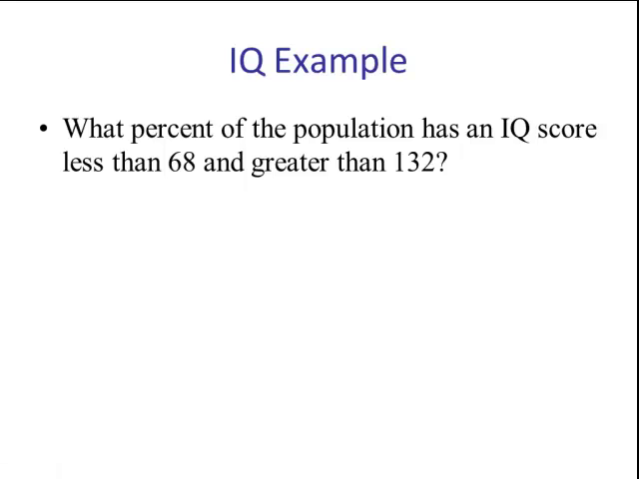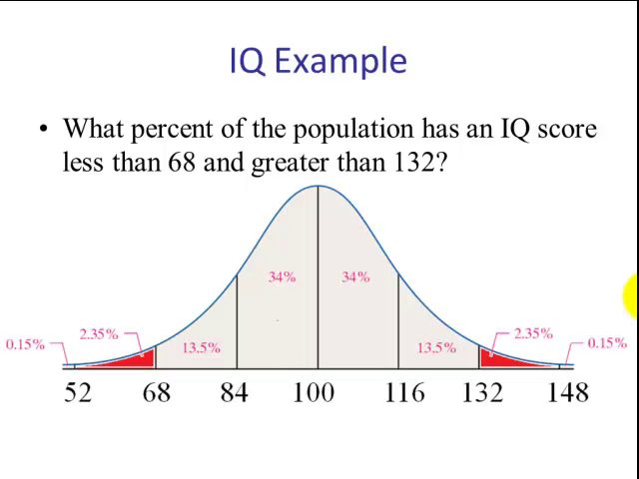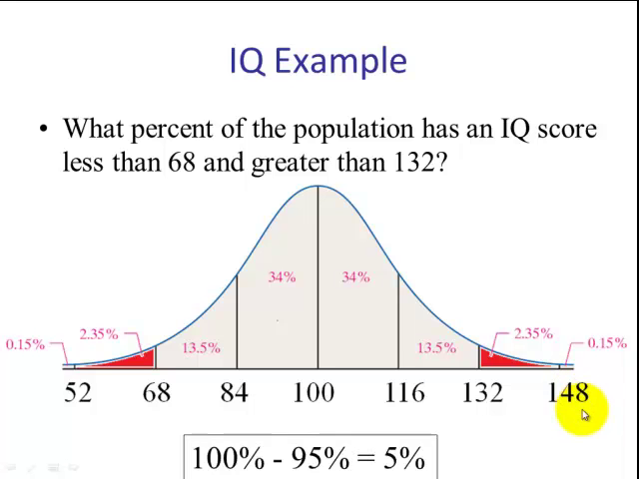What percent of the population has an IQ score less than 68 and greater than 132? Using our previous example, we know this middle chunk here was 95%, so the left tail plus the right tail would have to be 5%.